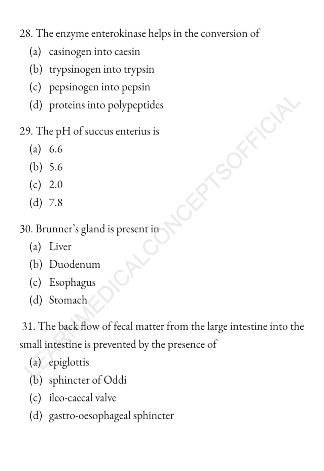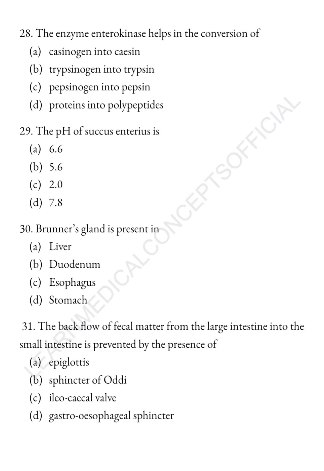29th question, the pH of succus entericus is. We already know that succus entericus is also known as intestinal juice. Option A, 6.6, option B, 5.6, option C, 2.0, option D, 7.8. And your time starts now. And the correct option is option D, 7.8.